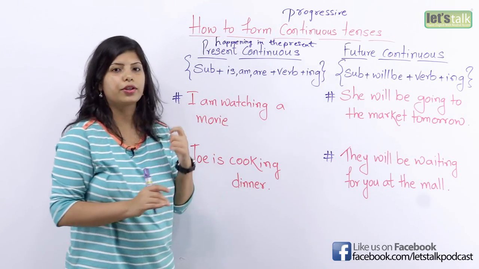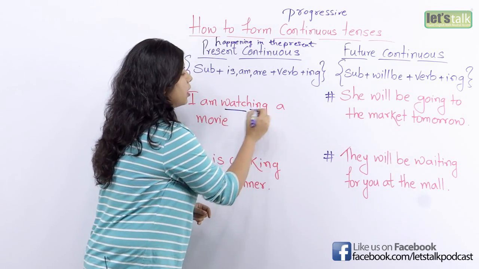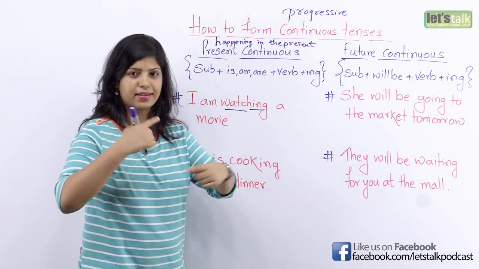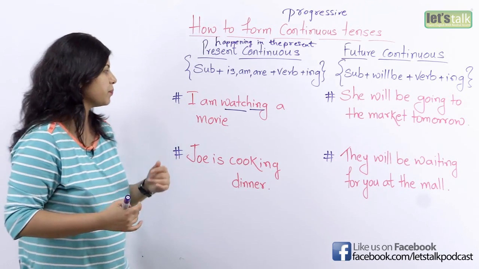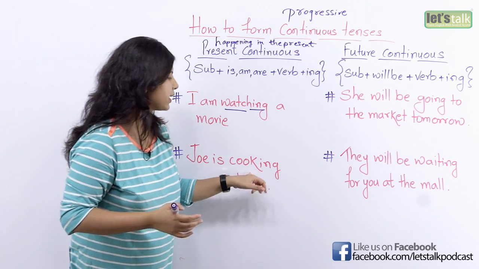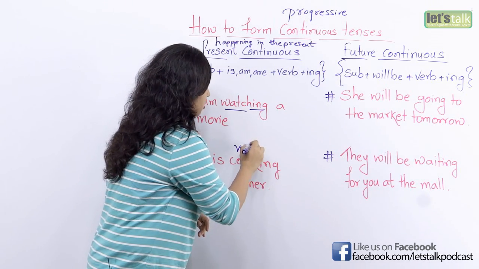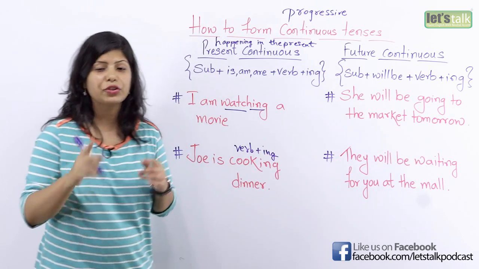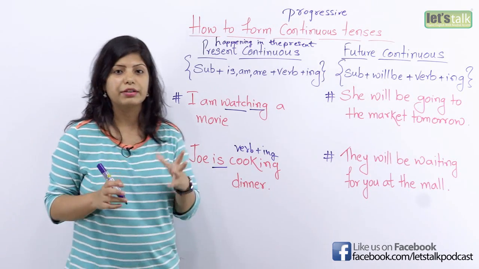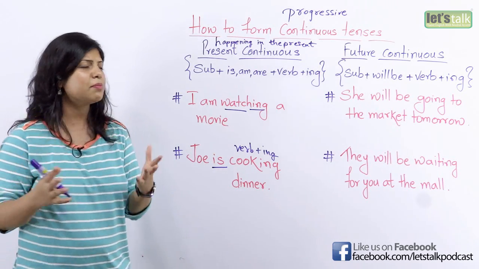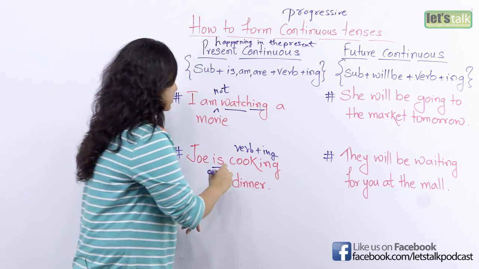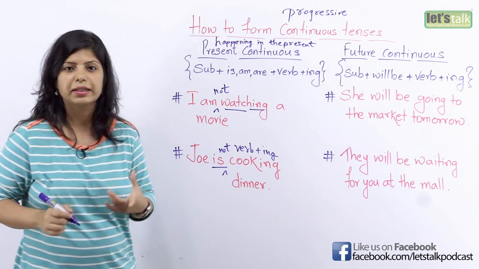So if you look at my example for you, I am watching a movie. Because I've used am, watch plus ing makes this a continuous action going on in the present. How do I know it's present? That's because of am. Next one, Joe is cooking dinner. So I've used the verb cook plus ing. How do I know it's a present tense? Because of is. Okay? Now remember, even here, if you want to make these sentences negative, simply use the word not. So I am not watching a movie, or Joe is not cooking dinner.